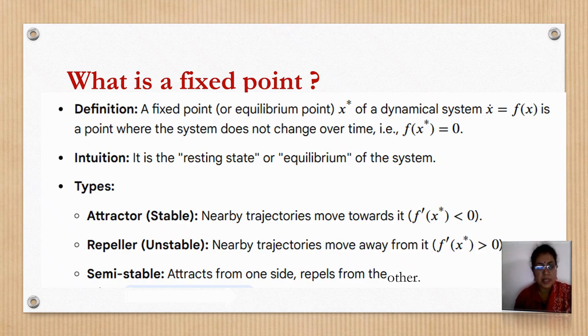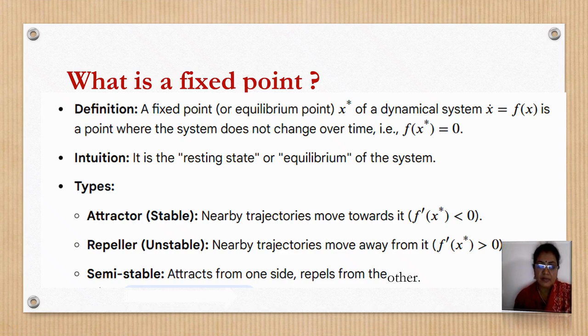So what is a fixed point? A fixed point of a dynamical system, say it is defined by an ordinary differential equation like dx by dt is equal to f of x, is a point where the system does not change over time. That is, you make f of x equal to 0 and identify the solutions of it, which you call x star, the fixed point. It is the resting state or the equilibrium point of the system.